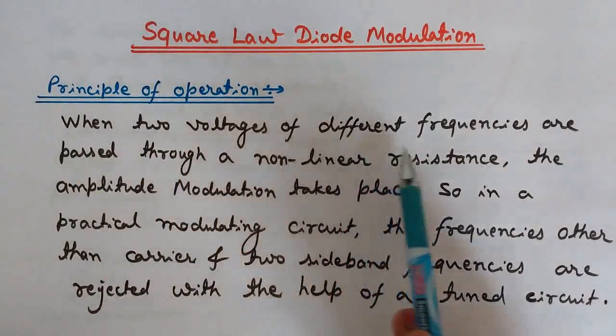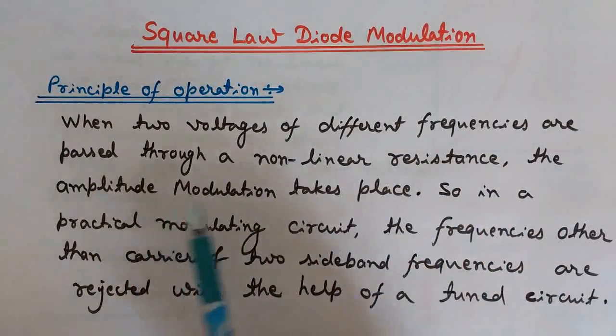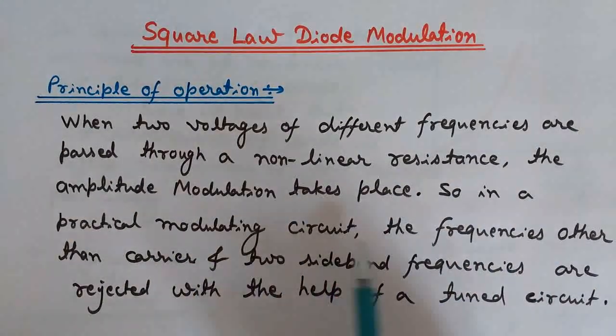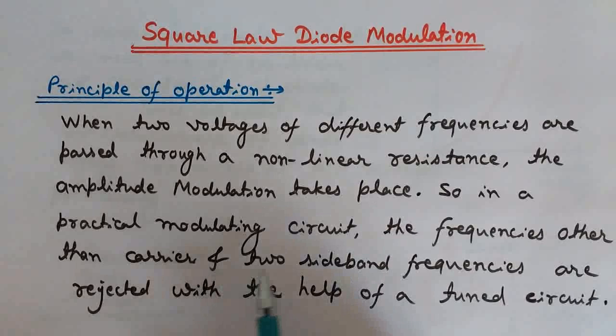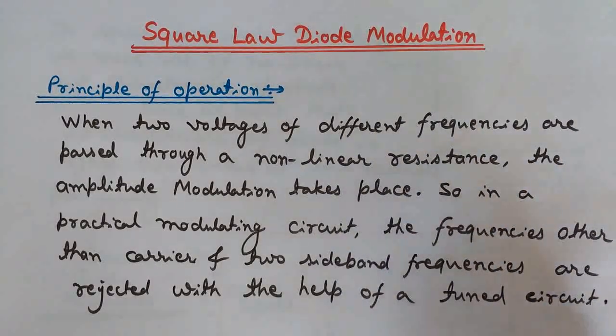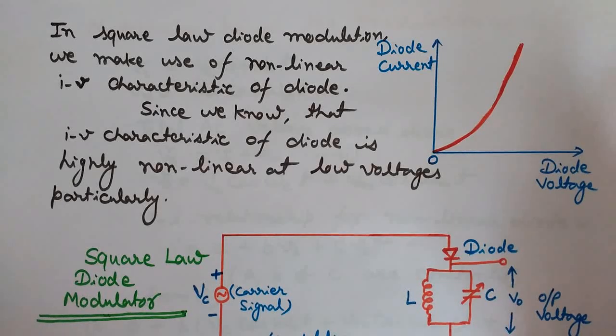When two voltages of different frequencies are passed through a non-linear resistance, amplitude modulation takes place. So in a practical modulating circuit, the frequencies other than the carrier and two sideband frequencies are rejected with the help of a tuned circuit. This tuned circuit rejects other frequencies except the carrier frequency and the frequencies corresponding to the two sidebands on both sides of the carrier frequency, the narrow band, only that is passed. So this was the basic principle.